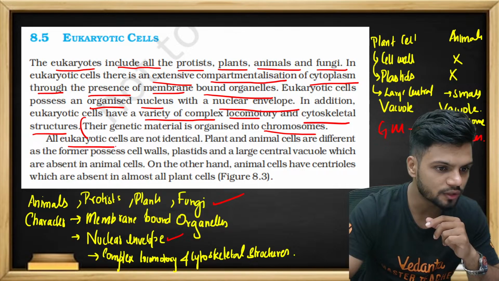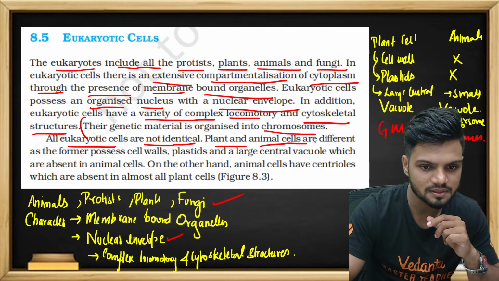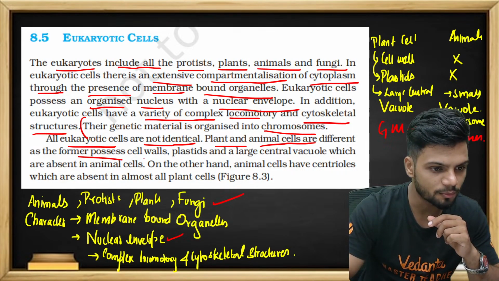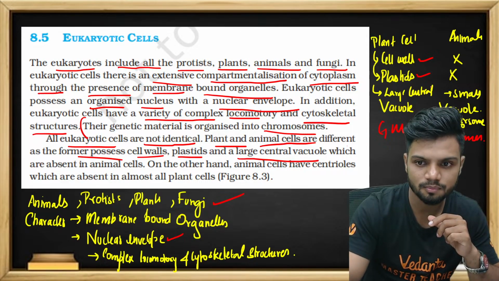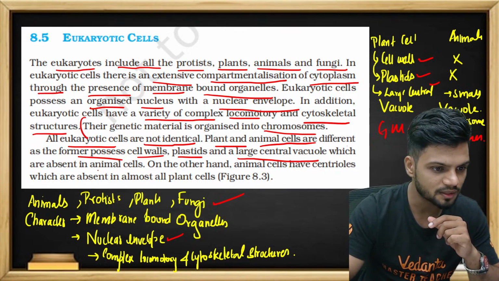Okay. All eukaryotic cells are not identical. Plant and animal cells are different, as the former possess a cell wall, plastids, and a large central vacuole in the case of plant cell, which is absent in the case of animals.